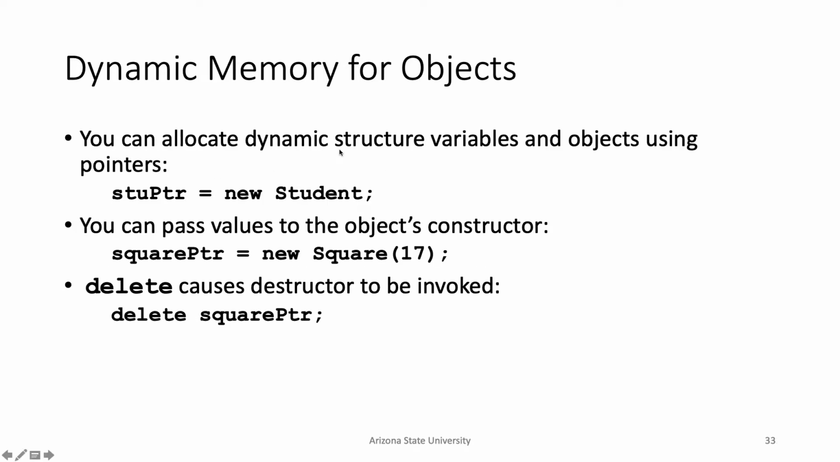Okay. Dynamic memory for objects. Sometimes you may need this, but most of the time you shouldn't need it. But in those cases, you can call new on the type of the object just like before, nothing new there. You can pass values into the constructor with parentheses as the case may be, and then call delete on it. It works exactly the same. There's nothing new here.